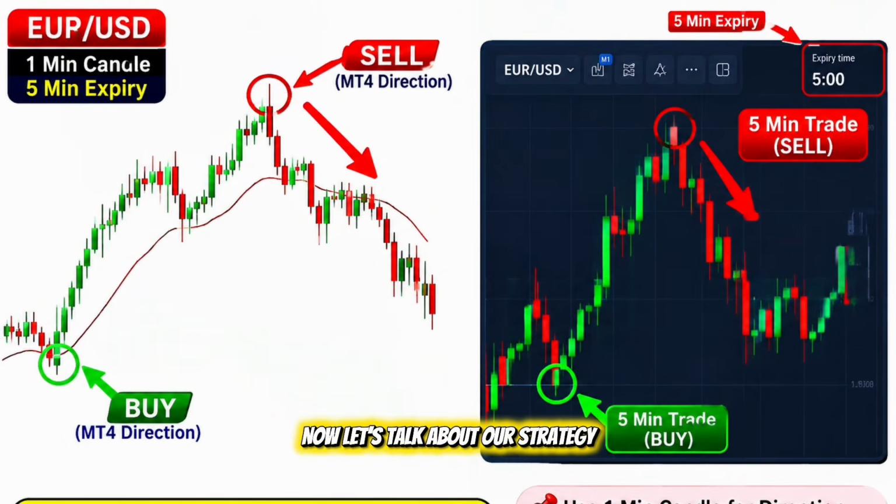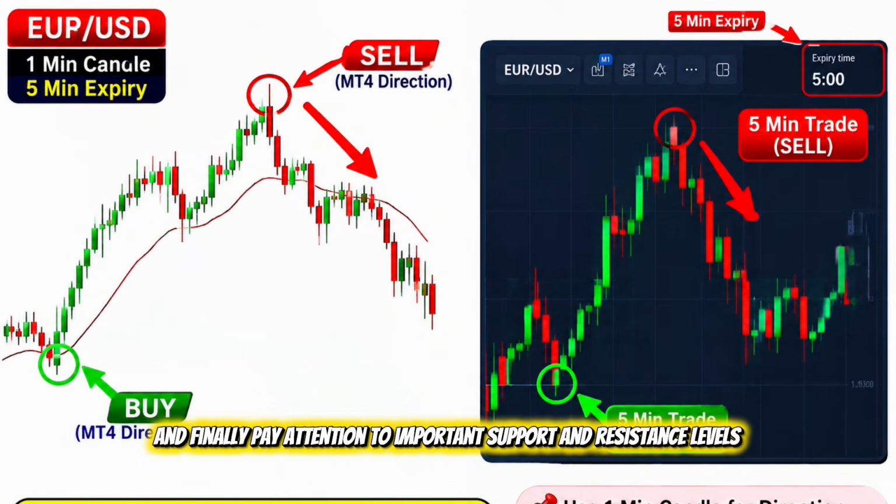Now, let's talk about our strategy. We want a one-minute candle, while our trade expiry will be 5 minutes. We will not simply take every signal blindly. First, we'll look at the current market direction. Then check the signal provided by the MT4 indicator. And finally, pay attention to important support and resistance levels.